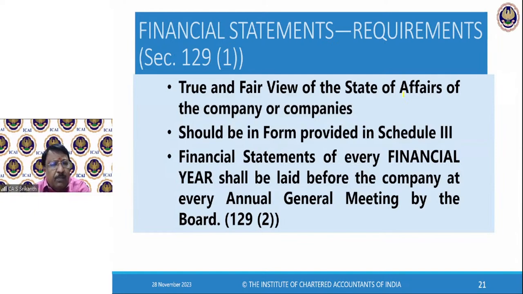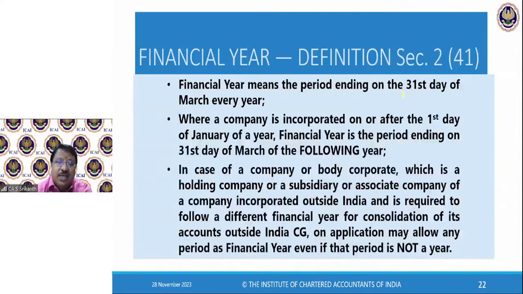Every company shall in every year hold a meeting called the AGM, annual general meeting. One of the main items of business in that AGM would be approval of the accounts for the last financial year. So this is very, very important. Here we use the word financial year, and you will have to know what a financial year is.